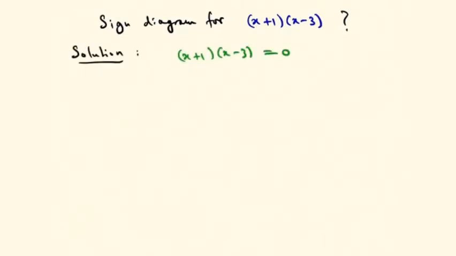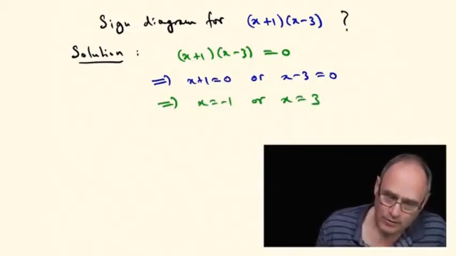Okay, let's do a slightly more elaborate example. Just gradually increase the complexity. Okay, let's find the sign diagram for the expression x plus 1 times x minus 3. And the technique is you first of all work out where the expression is equal to 0. And it's very similar to the previous example. Where you've got a factorization of 0, that implies that at least one of the factors is equal to 0. And you quickly deduce that x is either minus 1 or 3.